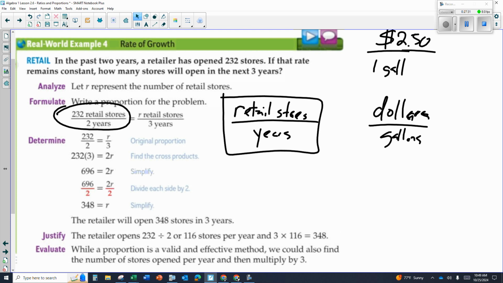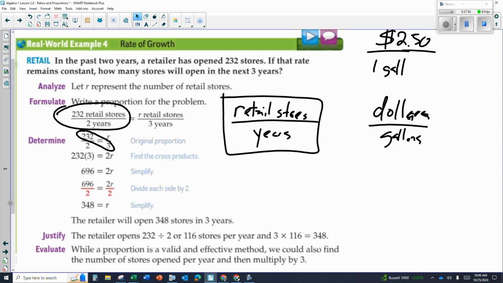So we want to know, based on this ratio, how many would be open in a 3-year time period. How many would be open? So we've got this ratio, 232 over 2 is equal to R over 3. Well, cross products, cross multiply, 232 times 3, there's your 696.